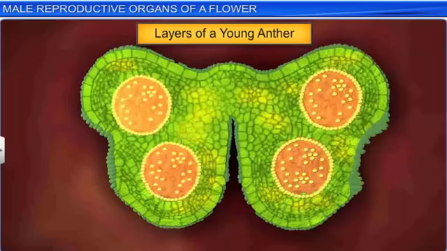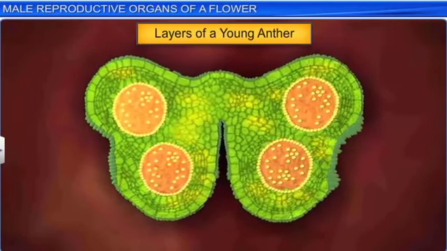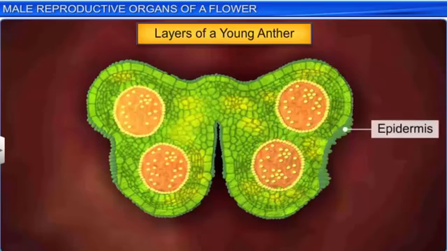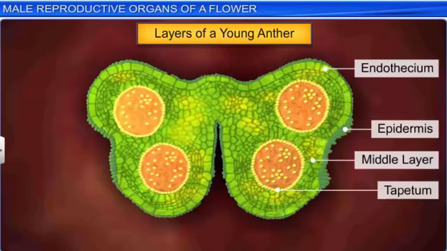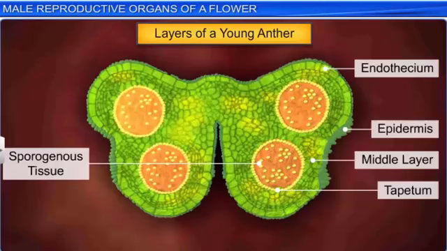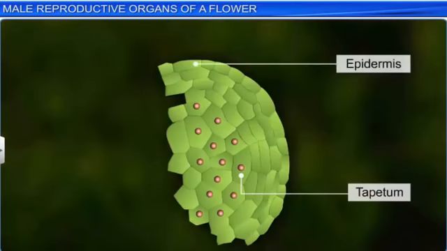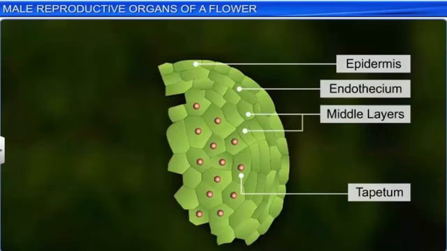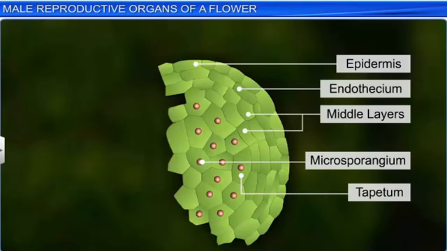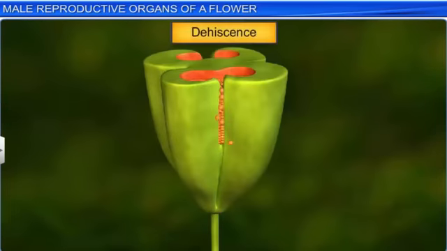In a young anther, the microsporangium is surrounded by a multi-layered wall consisting of the epidermis, endothecium, middle layers, and the tapetum, the innermost layer, while the center is occupied by sporogenous tissue. The epidermis, endothecium, and middle layers protect the microsporangium as well as aid in dehiscence, which is the splitting of the anther walls that causes the release of pollen grains.